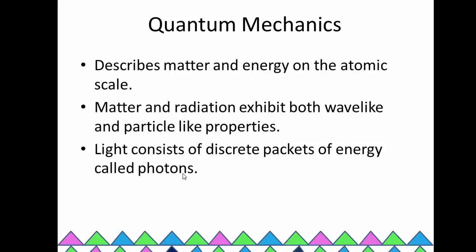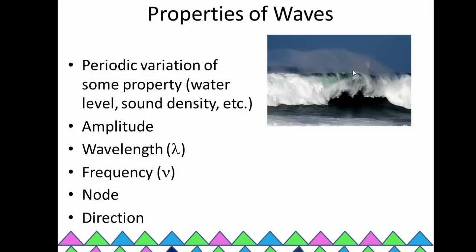But first we need to talk a little bit more about waves. One example of a wave that I think is very easy to think about is an ocean wave. And a wave is just a periodic variation of some property. It could be water, like our ocean wave. It could be sound waves, so sound density is varying. Or in this case, we're going to be talking about light. We can have a periodic variation of light.